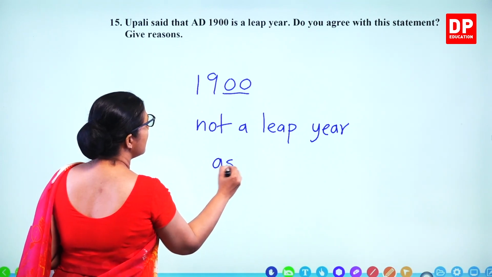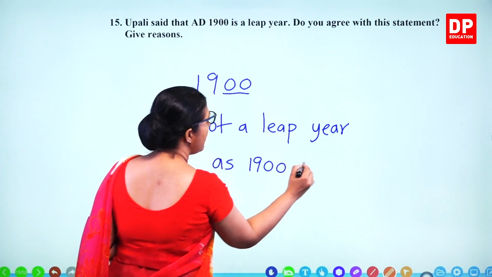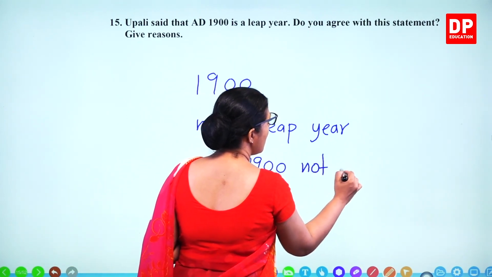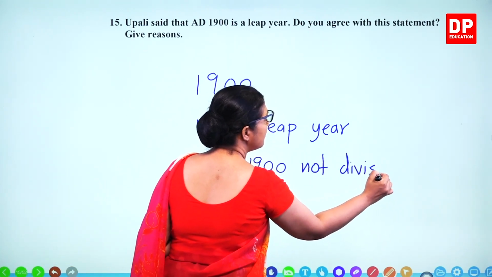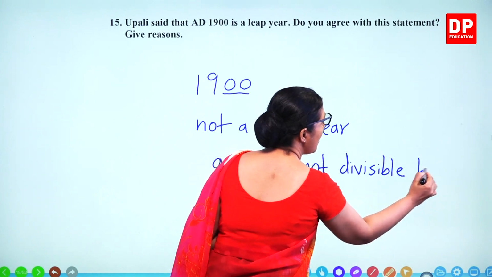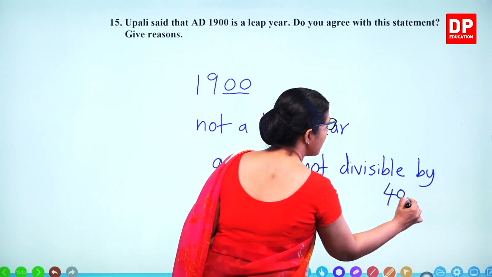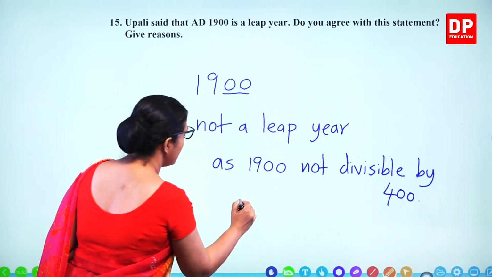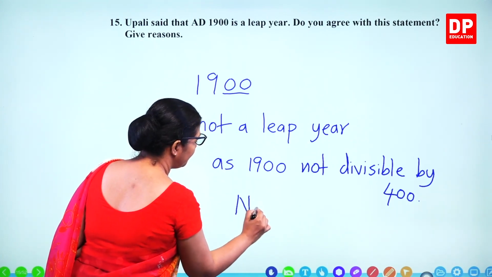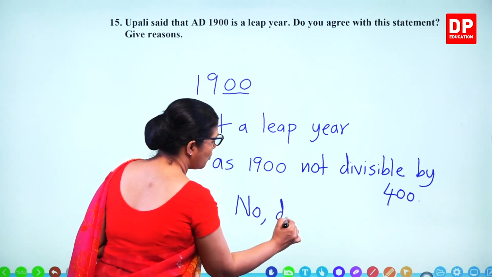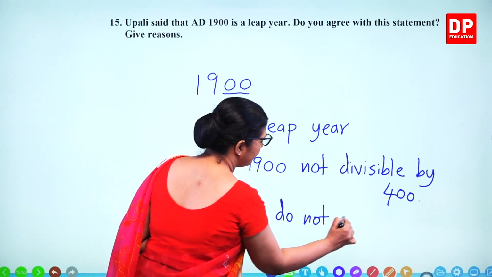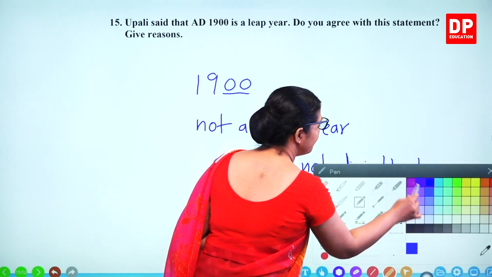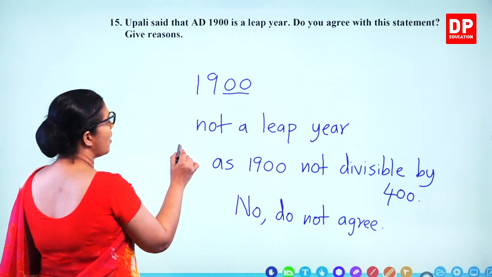Not a leap year, as 1900 is not divisible by 400. So, do you agree with this statement? No. Do not agree. So, you get 2 marks for everything.